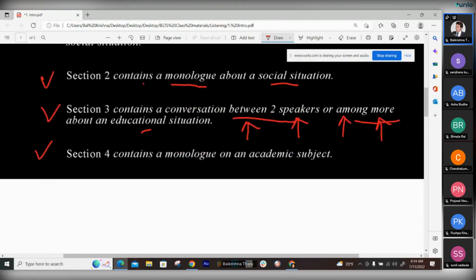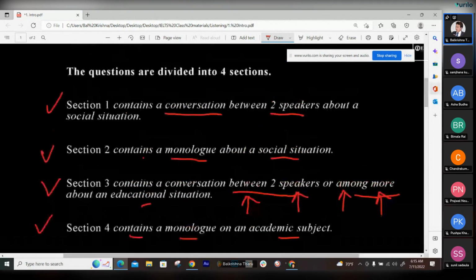And section 4, what does it contain? It contains a monologue. Again, a monologue, but in section 4, not about a social situation, but on an academic subject, a lecture you will listen to in section 4. So these are the 4 sections in IELTS listening test. All right.